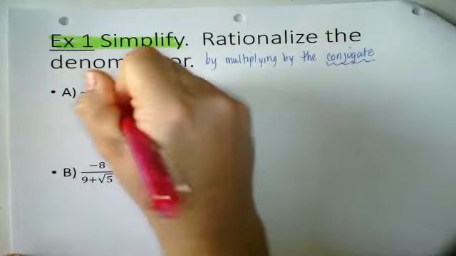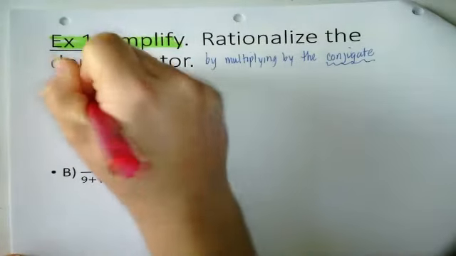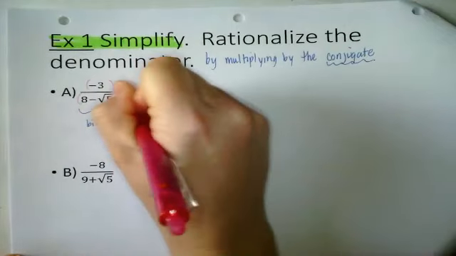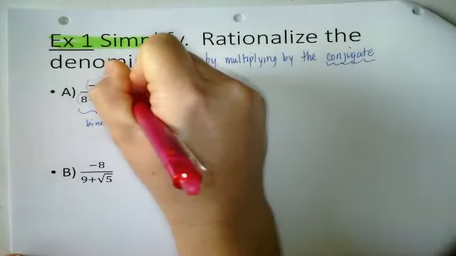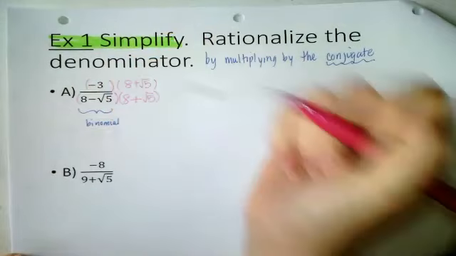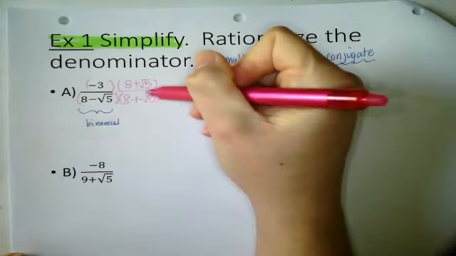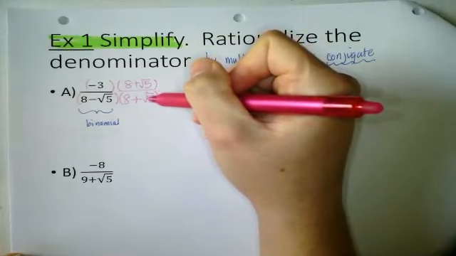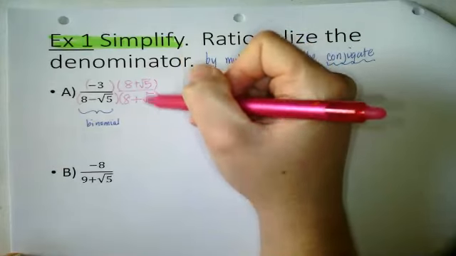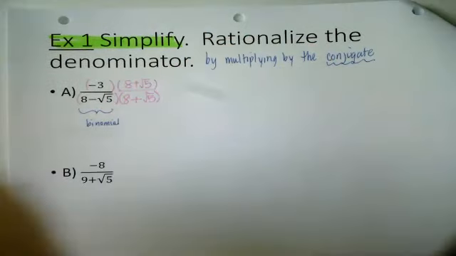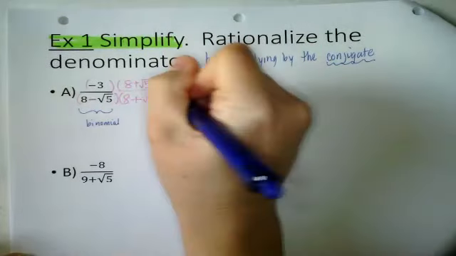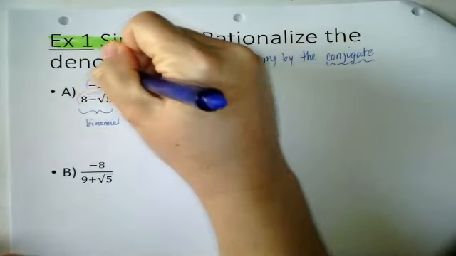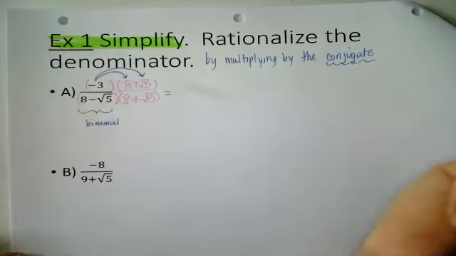So I'm going to multiply top and bottom by 8 plus radical 5. Again, I'm multiplying by 8 plus radical 5 over 8 plus radical 5, which is essentially 1. So I'm not changing the value of what I started with. Now we have to multiply, like we did in the previous lesson. So I'm going to go ahead and multiply this negative 3 inside here.